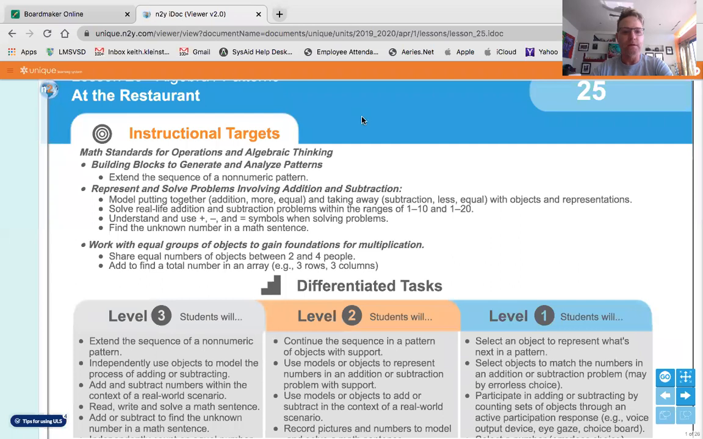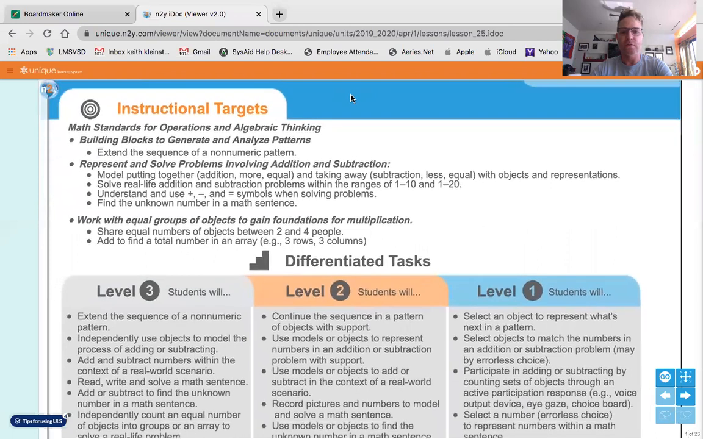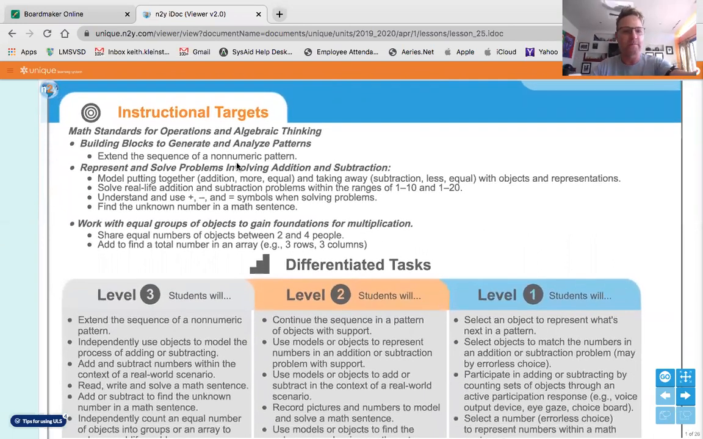So here is our lesson. These are our instructional targets for this lesson. Math standards for operational algebraic thinking. Building blocks for generate and analyze patterns. Extend sequence of non-numeric patterns. Represent and solve problems involving addition and subtraction. These are for your purpose.